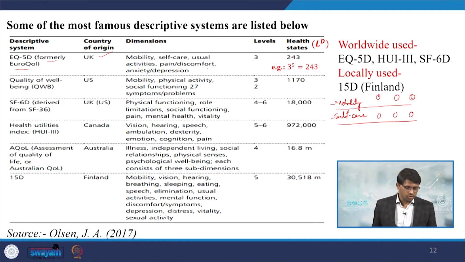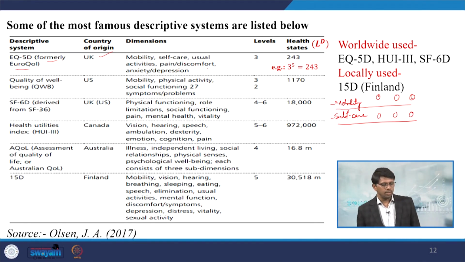Another one is called quality of well-being, QWB, by the US, and especially in the EQ5D case, there are 5 dimensions and 3 levels.